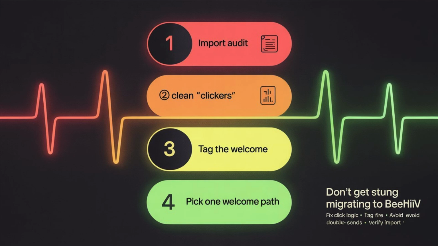Let's get into it. Okay, first things first, your import file. This is where most of your future success gets determined, and a lot of people rush through it. Here's what you want in your CSV before you upload. Email address, obviously, but also status, clearly marked as subscribed or unsubscribed. Opt-in timestamp, so you know when people joined. Source, so you know how they joined. And any tags you've been using to segment your list.